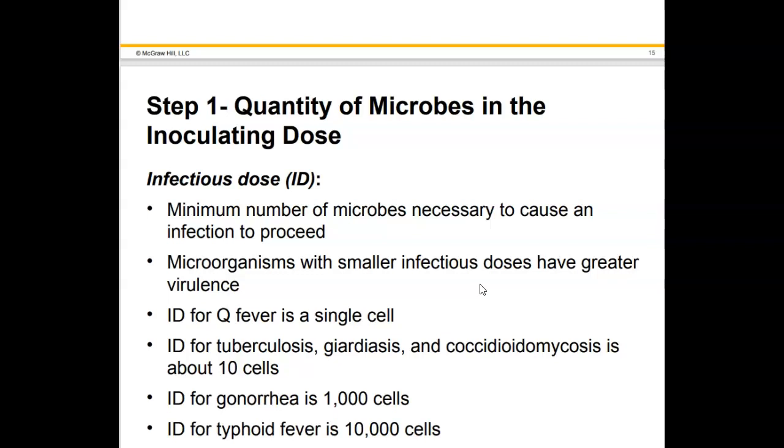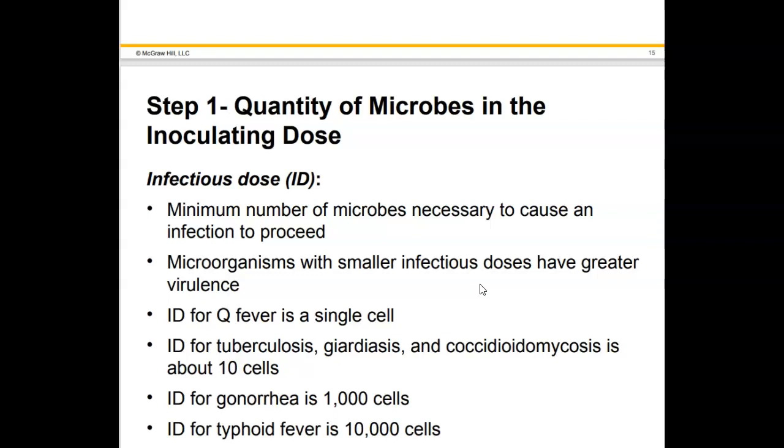And so a single cell can cause Q fever, whereas the infectious dose for typhoid fever is up to 10,000 cells. So you need a lot more to cause the infectious disease. Now, fortunately, just because a pathogen is highly infectious doesn't mean that it is especially dangerous, right?